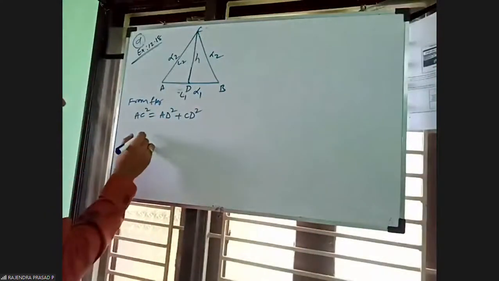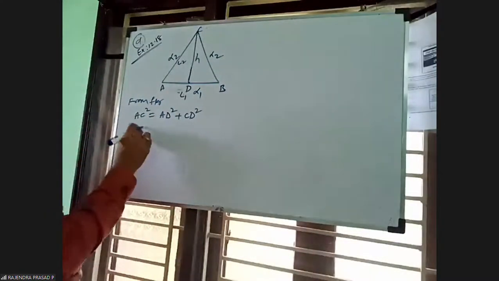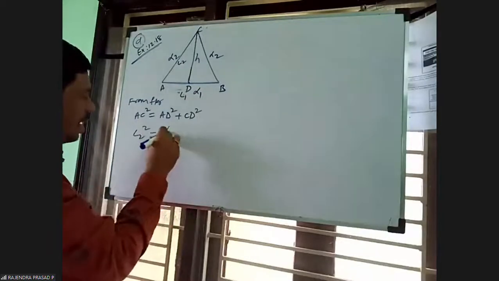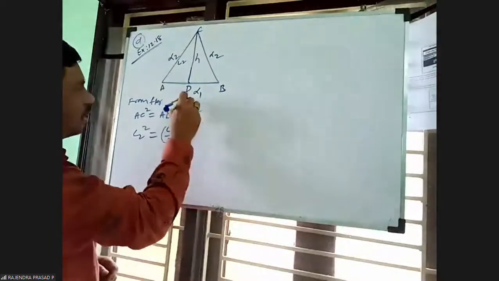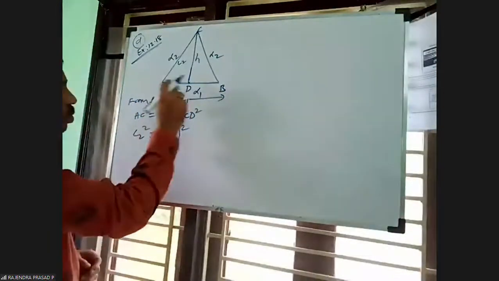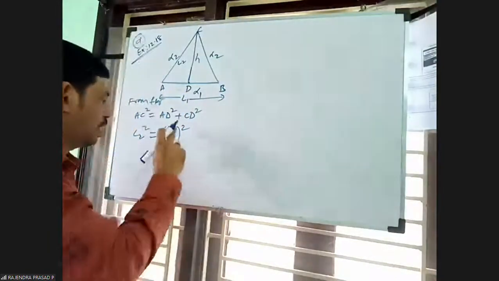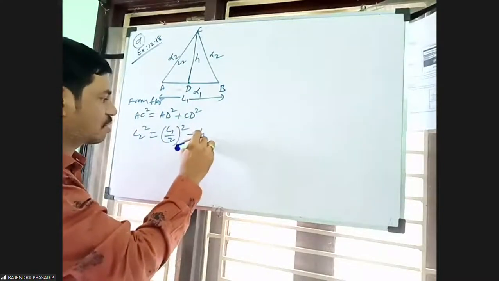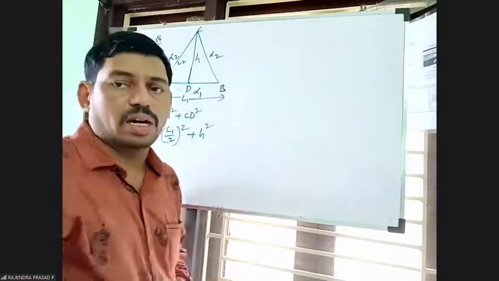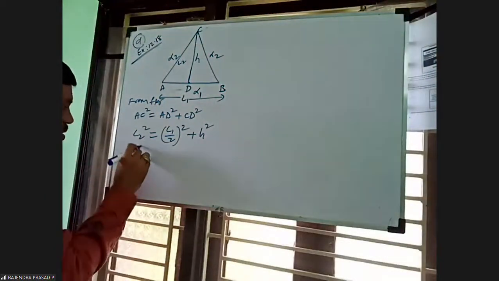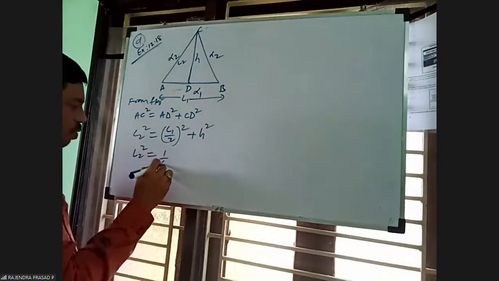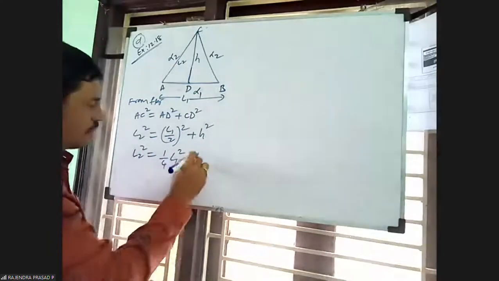So what is AC? AC means L2 square. What is AD? L1 by 2 whole square, because L1 is the total length but AD is only half of the length. Plus H square for CD or DC. So L2 square equals 1 by 4 into L1 square plus H square.